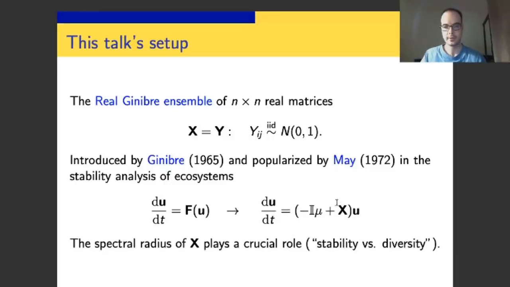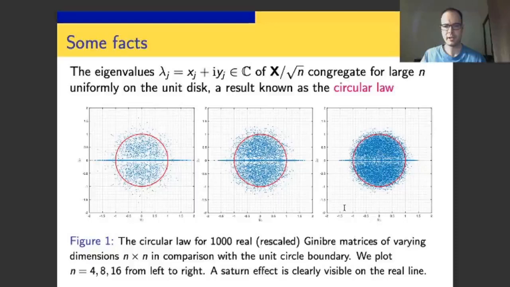By the time of May's paper, 1972, not too many things had been known about the spectral radius of a real Ginibre matrix. What was known, this appeared in Ginibre's paper in 1965, was the circular law. So in other words, the almost sure convergence of the underlying empirical spectral distribution.